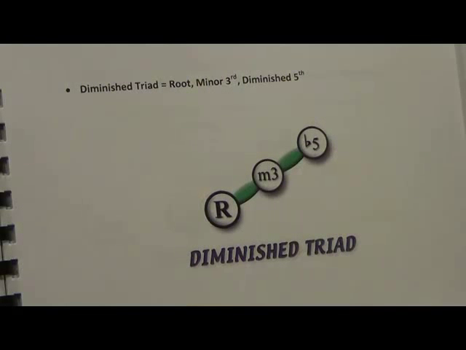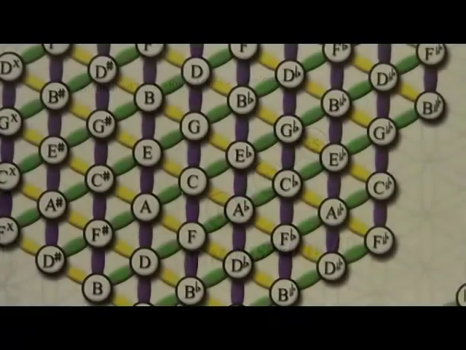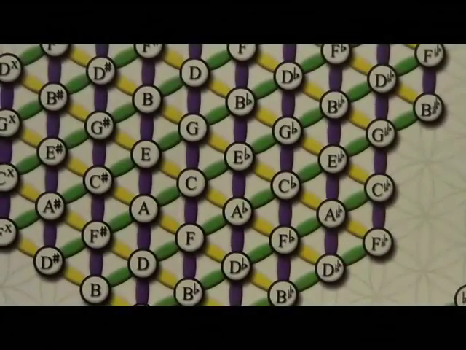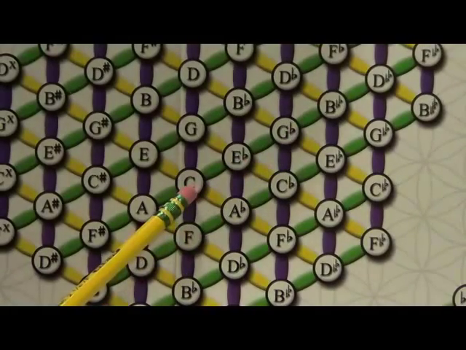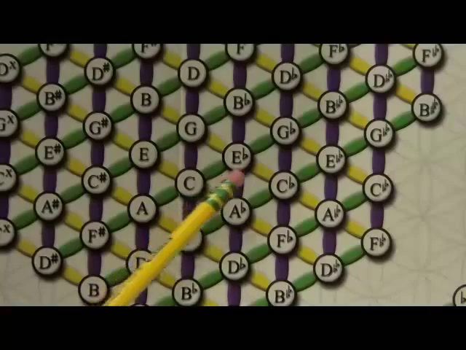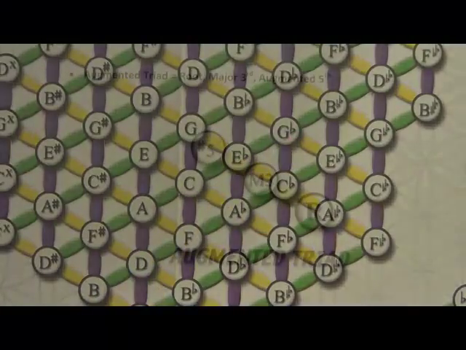Our next triad is the diminished triad. The diminished triad has a root, minor third, and flat 5. So the formula is green up, green up. Now to apply this to the flower of music, again, we will use C as our root note, and we'd go green up, green up, and our C diminished triad would be C, E flat, G flat.